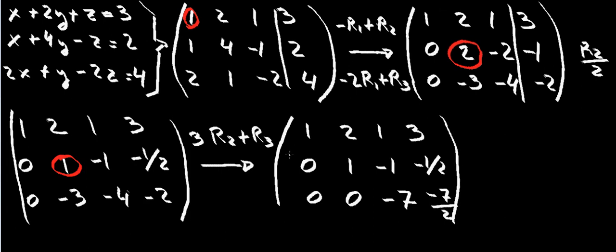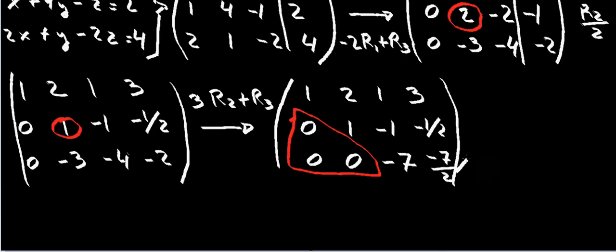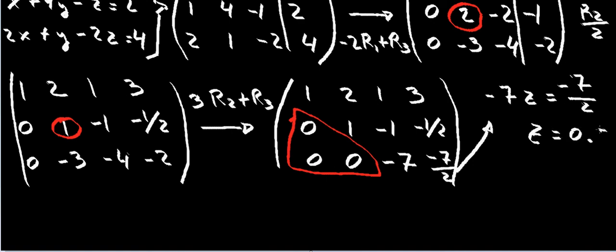Now at this point we can see that all the values below the diagonal are 0, and we're finished with the elimination. Now we're going to solve for z and use back substitution to get y and x. So from the last row, I'm going to just put an arrow here, we know that minus 7z equals minus 7 over 2, so z is equal to 0.5.